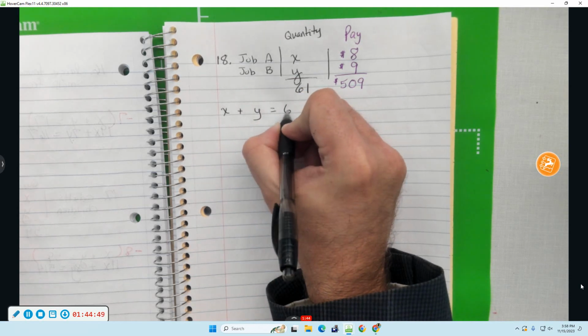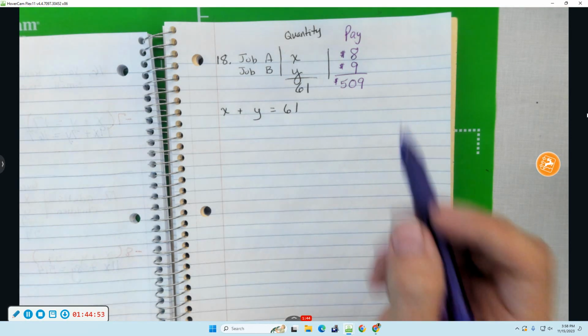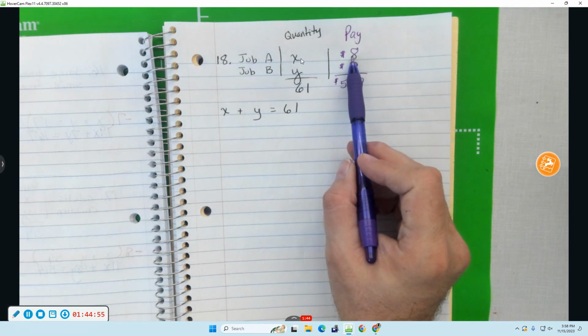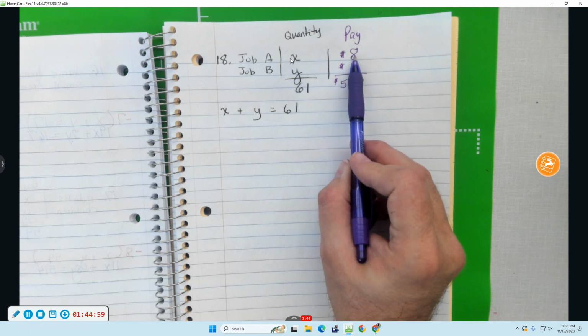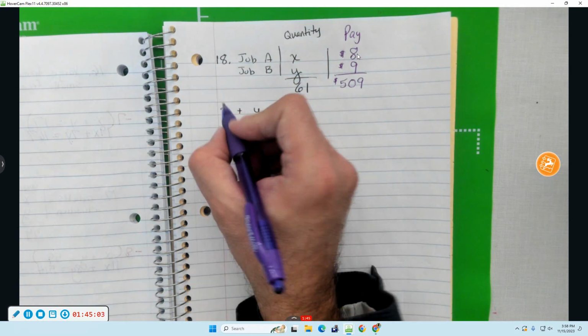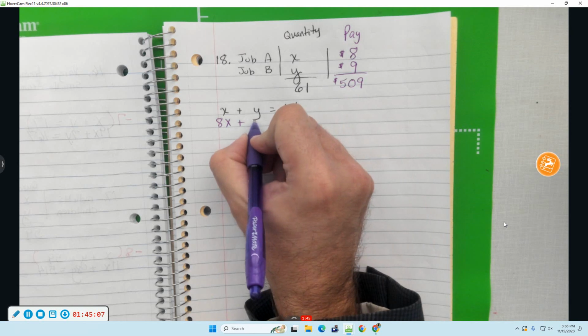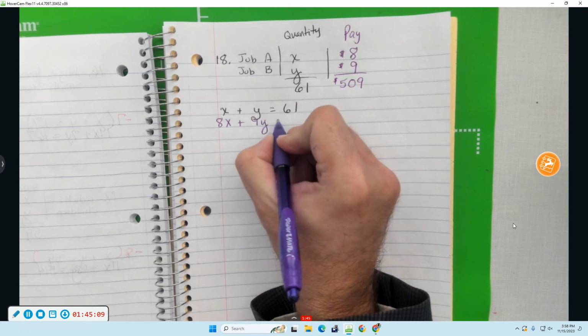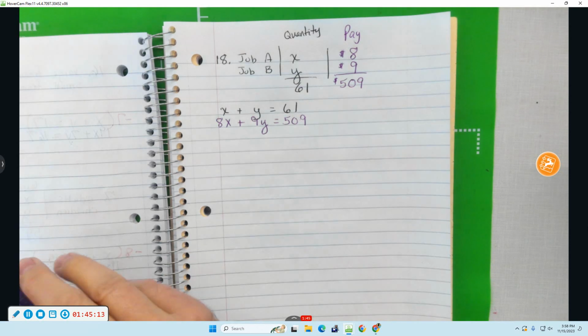So we have x plus y is 61. And suppose he worked 10 hours at job A. How much money did he make from job A? 8 times 10 is $80. So it's the pay per hour times the number of hours. 8x is all the money he made at job A. And 9y, that's all the money he made at job B.